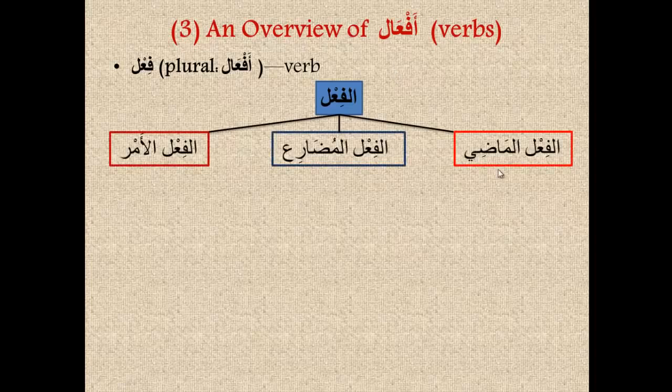Here they are. Al-fi'l al-madi refers to the past tense. Al-fi'l al-mudari' is the present tense. And al-fi'l al-amr is the command.